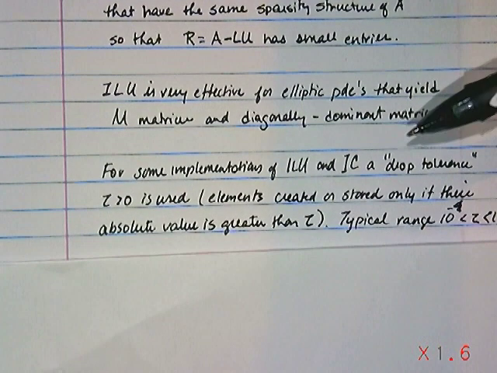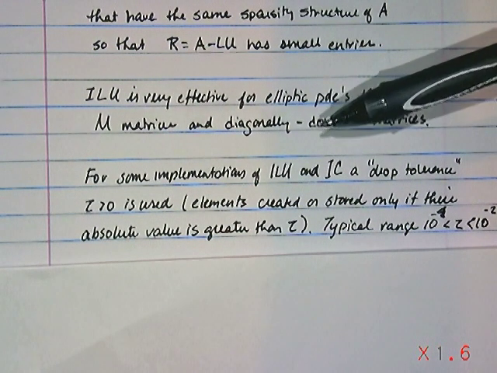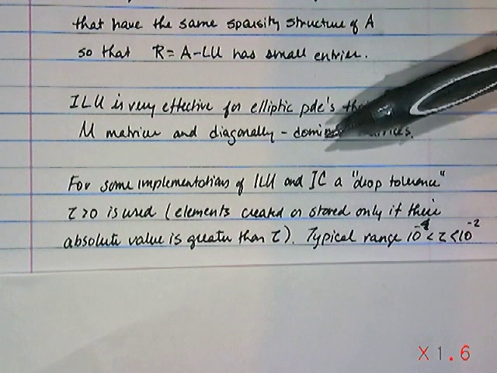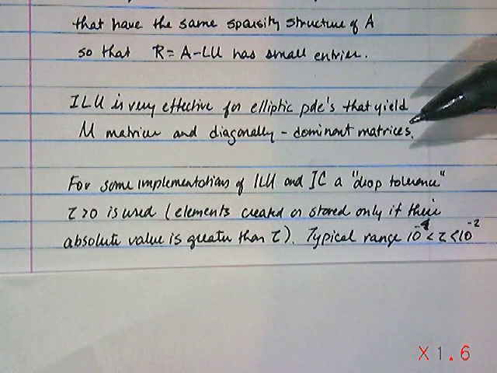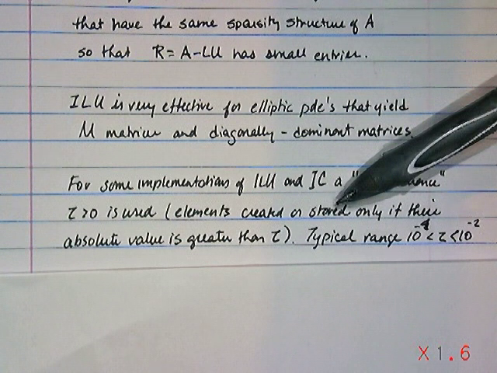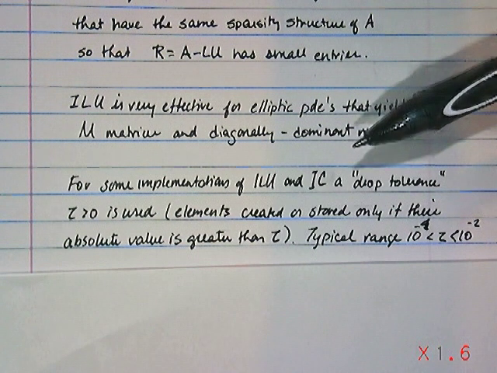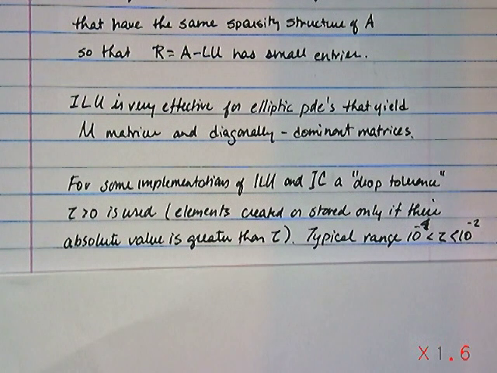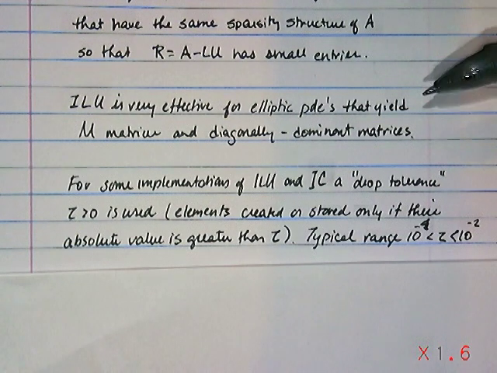Some implementations of ILU and incomplete Cholesky use a drop tolerance. Again, you have to have a strategy to decide when you're going to drop values. One strategy is to use this tau drop tolerance, and you'll create or store elements only if their absolute value is greater than that. It's typically small, somewhere between maybe 10 to the minus 4 and 10 to the minus 2. That would be a very large drop tolerance. So again, when values fall below this tau value, you don't keep them.